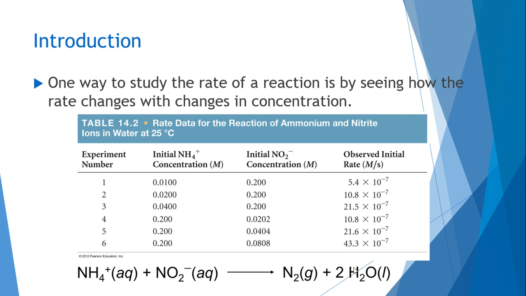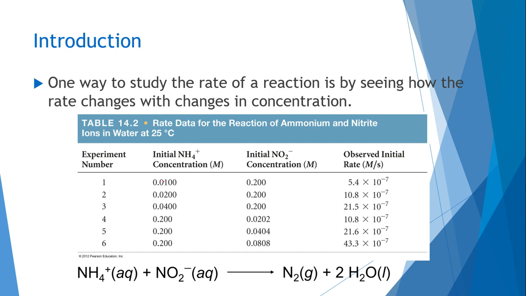So as an introduction, one way to study the rate of a reaction is seeing how the rate changes with changing the concentration. So remember, we learned that typically the more concentration that's added, typically the rate of the reaction is going to increase. Down below is a data table that was taken by reacting ammonium with nitrite ions in water and determining how fast that reaction was happening.